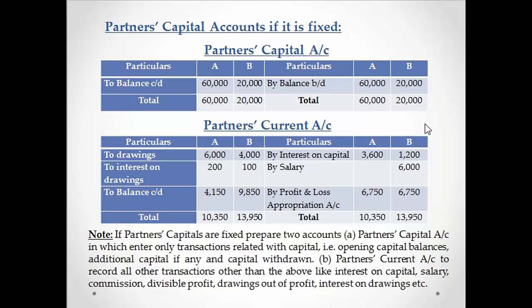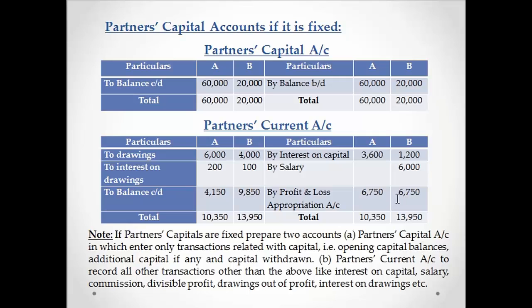On the credit side, in a partner's current account, if the capitals are fixed, I'm starting with by interest on capital. The amount which is taken for A is 3,600 and the amount which is taken for B is 1,200. By salary, the amount is taken only for B, 6,000. By profit and loss appropriation account, this is the amount of divisible profit taken from the profit and loss appropriation account, and the amount which is taken for A is 6,750 and the amount which is taken for B is 6,750.